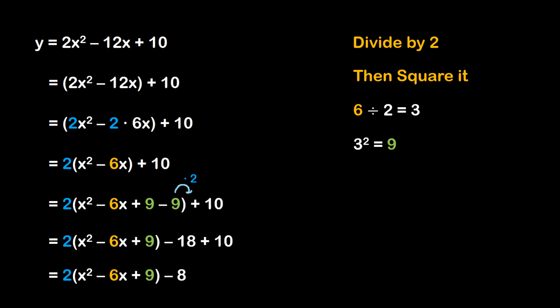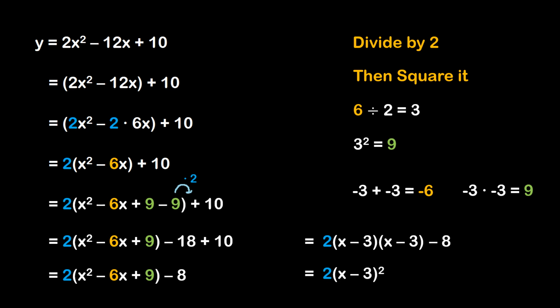And then, once again, we're left with a simple trinomial that we have to factor. So two numbers that add up to negative 6 and multiply to 9 are negative 3 and negative 3. So negative 3 plus negative 3 is equal to negative 6, and negative 3 times negative 3 is equal to 9. So as a result, we can factor that simple trinomial as 2 times x minus 3 times x minus 3, minus 8. We know that x minus 3 times x minus 3 is x minus 3 squared, and as a result, we get that resulting expression.